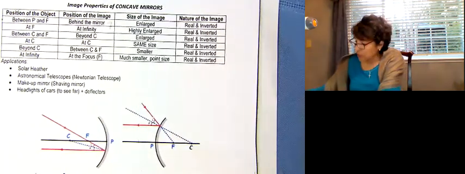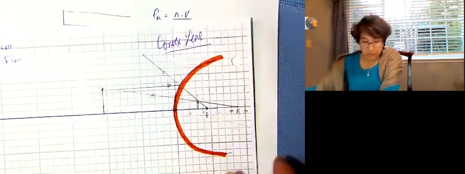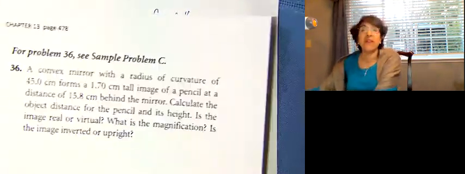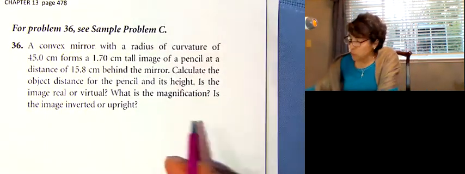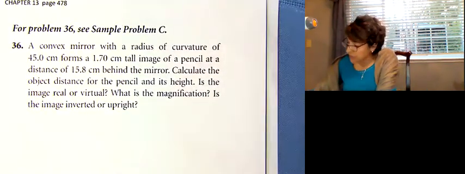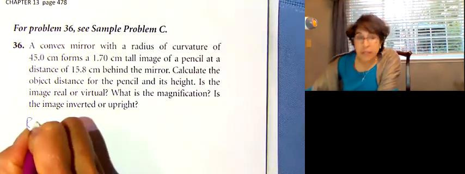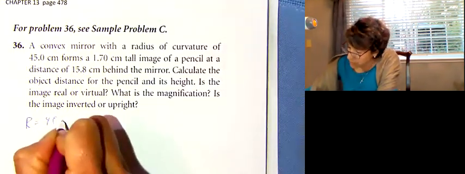Plus the deflectors on there. Okay, so now let's take a look here. This problem is a convex mirror with the radius of curvature 45 centimeters. Okay, so they tell you that the radius is 45 centimeters.